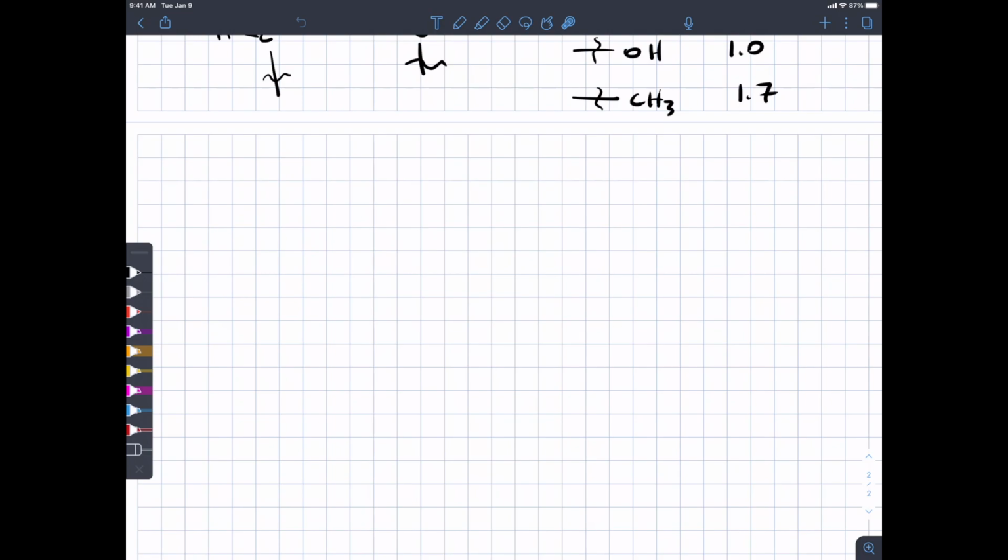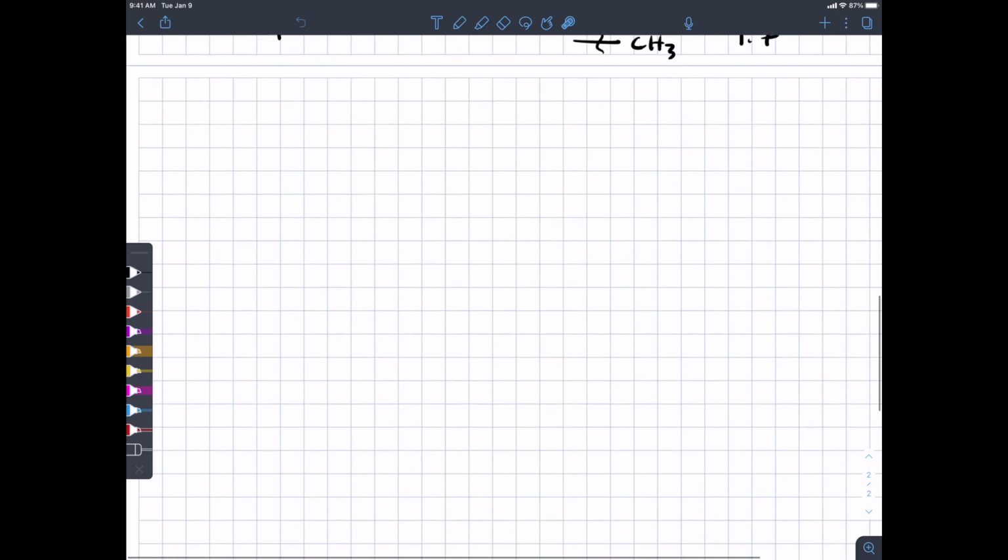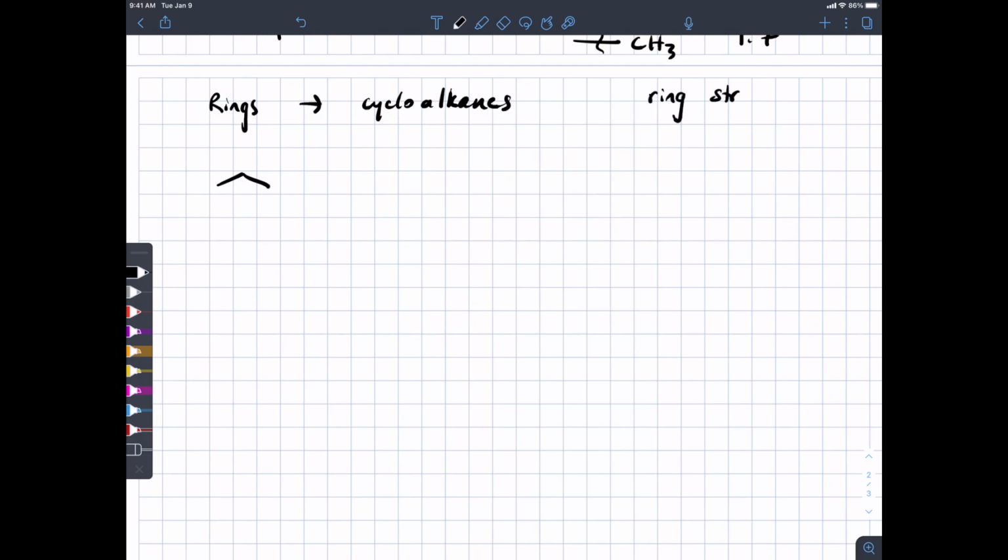Today we're going to look at the rings and hopefully decrease your fear of them. So when we deal with rings, or another way to say this is cycloalkanes, we're dealing with an issue called ring strain. And ring strain comes from a couple of things. It comes from bond angle strain, and it also comes from what your book calls torsional strain. Torsional strain is what we've just talked about above.